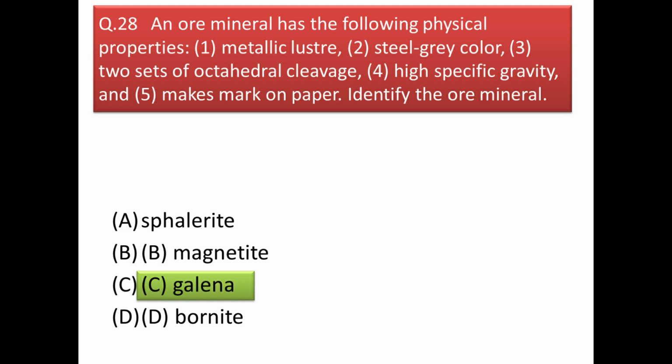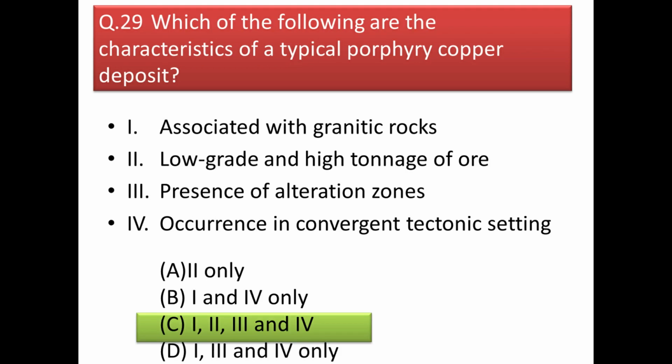Okay. Next question. Which one of the following are the characteristics of a typical porphyry copper deposit? And the answer is, it is associated with granitic rocks, correct? Low grade and high tonnage of ore, right? Presence of alteration zones, right? And the occurrence in convergent tectonic setting. So all these options are correct.